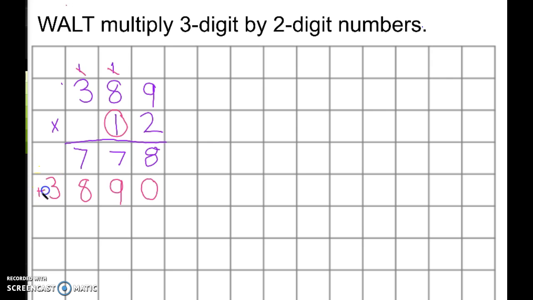And now my final task is adding up these partial products. 8 plus 0 is 8. 7 plus 9 is 16. We regroup the 1. 15, 16. We regroup the 1. So my answer is 4,668.